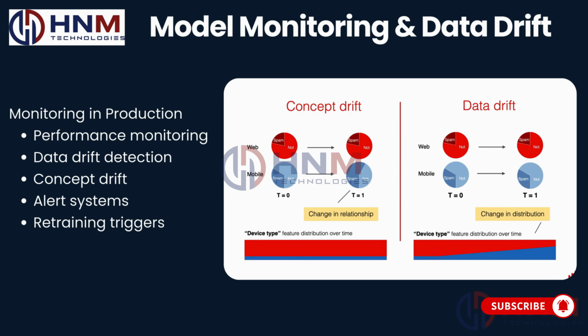After deployment, continuous monitoring is essential. Model performance can degrade over time due to changes in data patterns. Data drift occurs when input data distribution changes. Concept drift occurs when relationships between inputs and outputs change. Monitoring systems track accuracy, latency, and data quality. Alerts notify teams when thresholds are crossed. Automated retraining pipelines can update models regularly. Without monitoring, deployed models become unreliable.